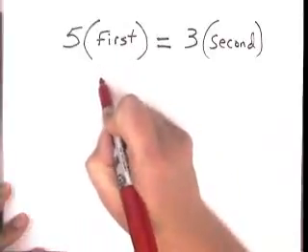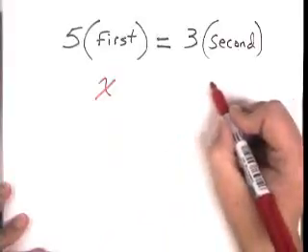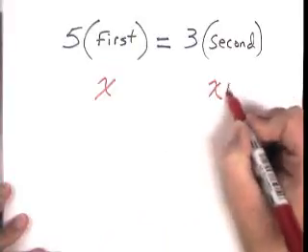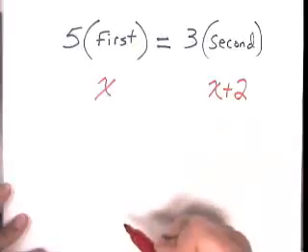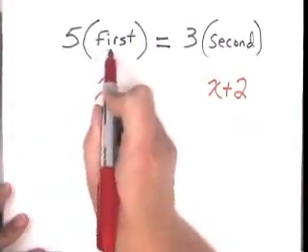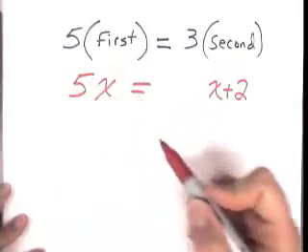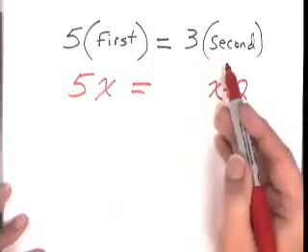The first one would be represented in our list by x, and the second one in our list is represented by x plus 2, since we're working with odds. So now I can write my algebra equation. 5 times that first one is 5x. That's equal to 3 times the second one.